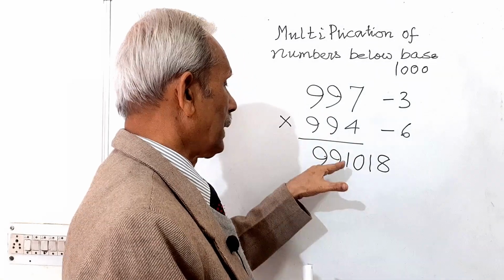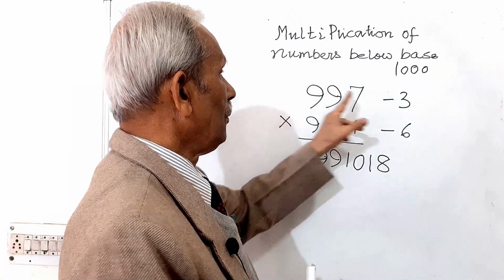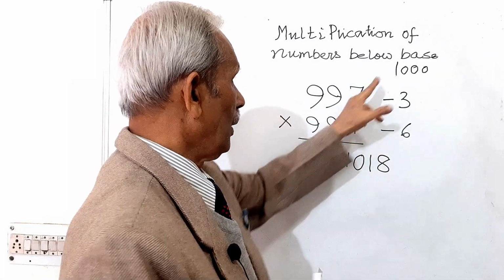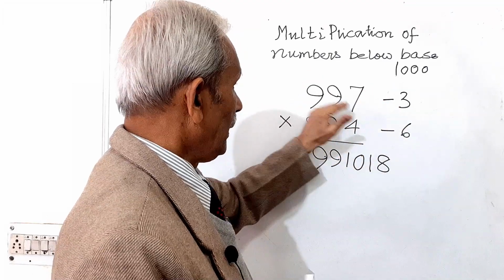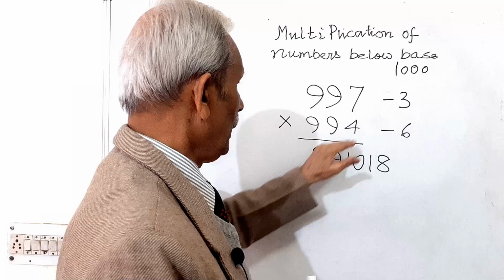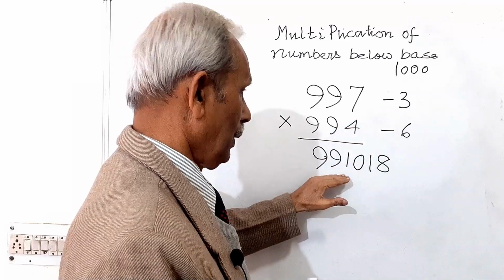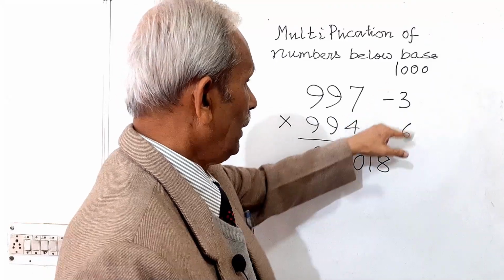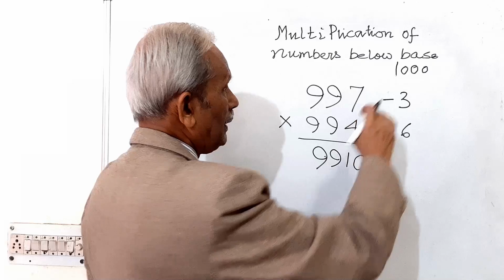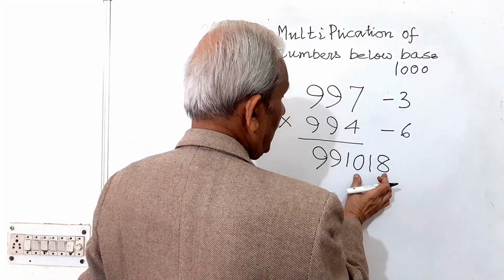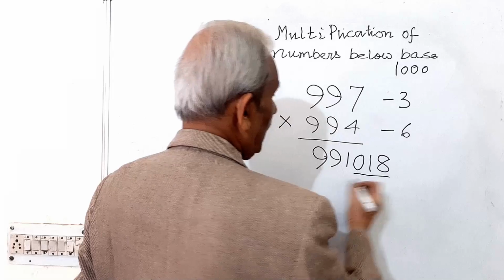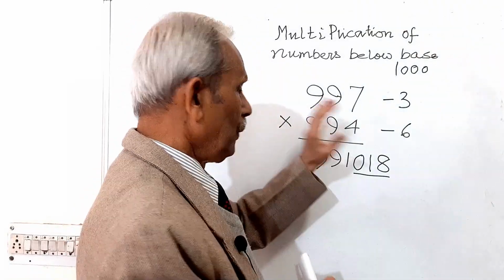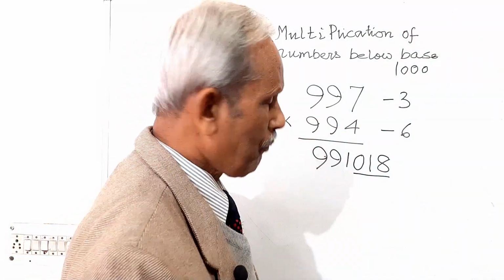I'll repeat it once again. 997 minus 3, 994 difference minus 6. This cross operation, either 997 minus 6 is 991 or 994 minus 3 is 991. And then there is 3 into 6 is 18. There are 3 zeros here. You have to put 3 digits. So I put 18 and 0 here. So 991018, that is the answer. You can do it mentally, right?